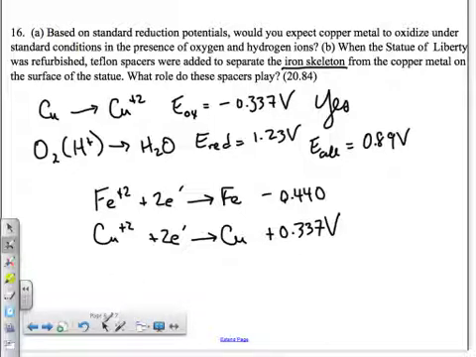They are keeping two metals that would be a spontaneous reaction apart, because I'd be taking this negative 0.440, making it positive because iron would be oxidized. The two added together come up with a positive EMF, spontaneous reaction.